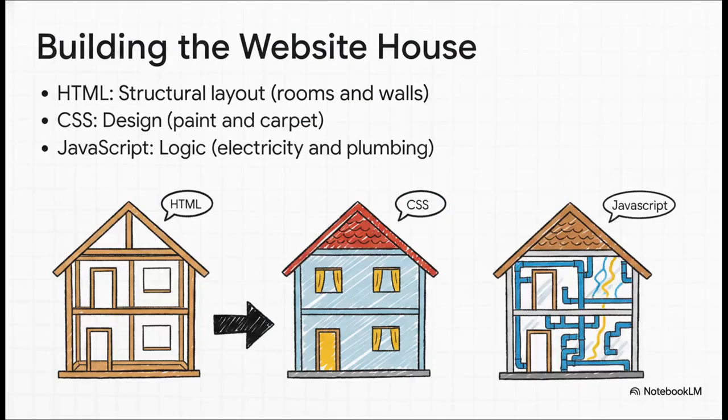A really great way to think about building a website is to compare it to building a house. HTML provides the structural layout, so it dictates where the rooms and walls go. Next, CSS, or cascading style sheets, comes in to handle the design. That's the paint on the walls and the carpet on your floors. And finally, JavaScript brings the logic and functionality. That acts like the electricity and plumbing that actually brings the house to life. But today, we are strictly playing the role of the architect, focusing entirely on building those rooms with HTML.